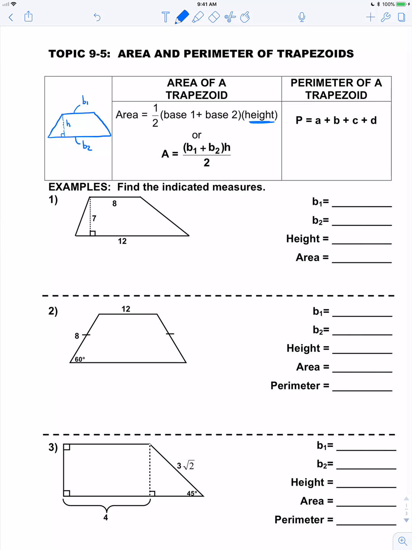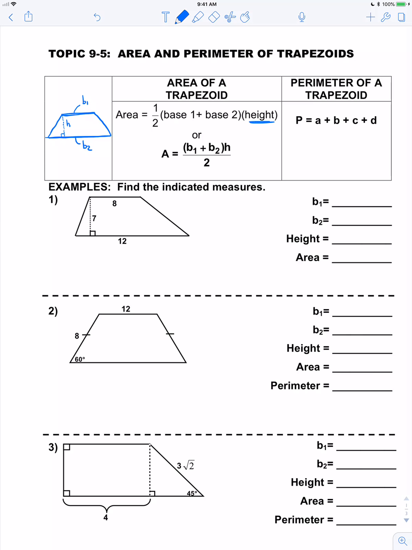Okay, so the area of a trapezoid is base 1 plus base 2 times the height, all divided by 2. All right, so base 1, we're going to add our bases together, multiply it by the height, and then divide it all by 2. All right, so let's just look at a few examples here.